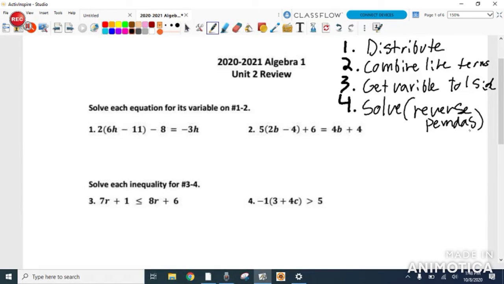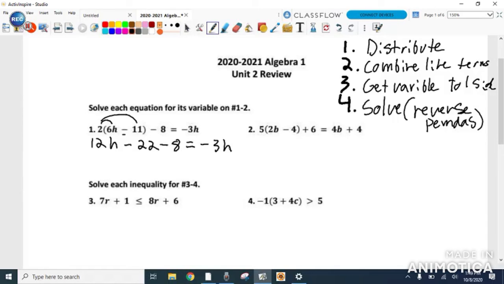Can I distribute here? Yes, I have a 2 in front of a 6h minus 11, so let's multiply 2 by 6h and 2 by negative 11. Alright, so 2 times 6 is first going to give me 12. Don't forget the h. 2 times 11 is going to give me 22. I have a positive 2 and a negative 11 multiplying by each other, so it will be a minus 22. Then I have a minus 8 equals negative 3h.